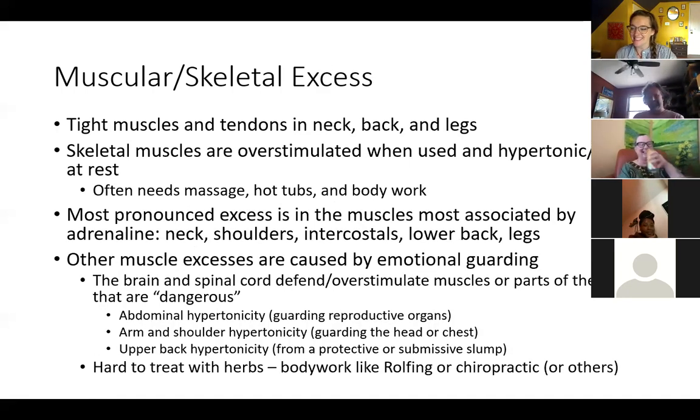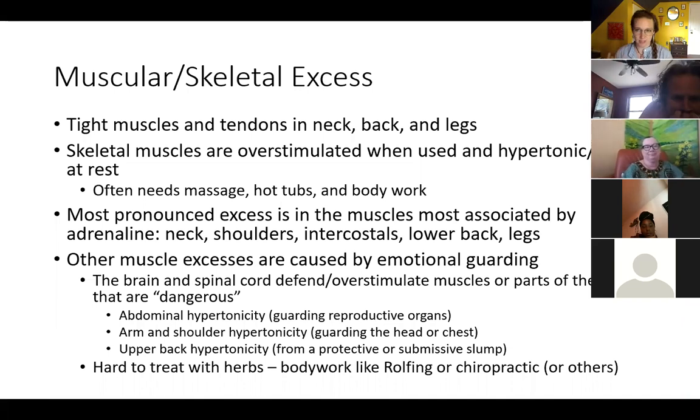So excess, and I just love that this is where we're ending. Muscular skeletal excess can look like tight muscles and tendons in the neck and the back and the legs or anywhere. Skeletal muscles are overstimulated when used and hypertonic and taut at rest. I heard this beautiful quote yesterday, actually, or maybe it was the day before: there's no such thing as a tight muscle and a calm nervous system. And like we were just saying, the nervous system doesn't need to be calm all the time.